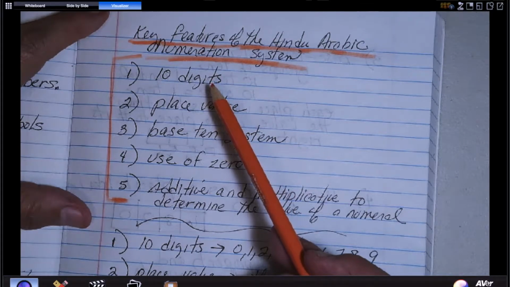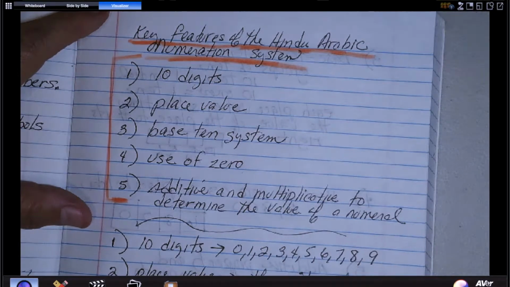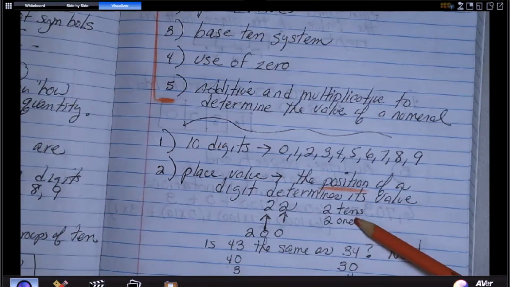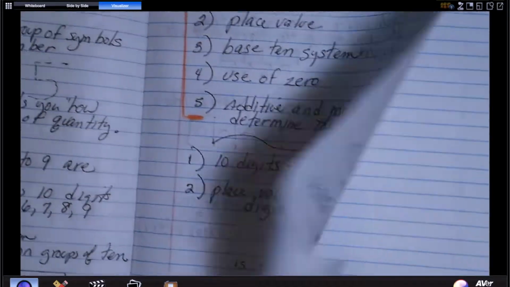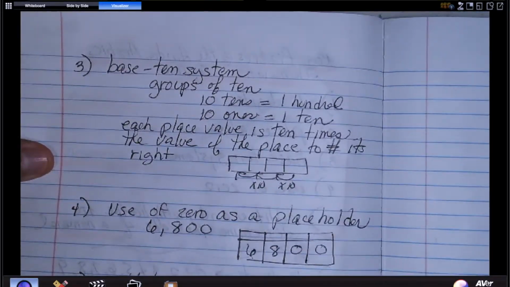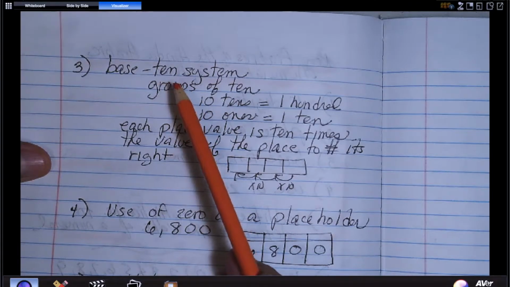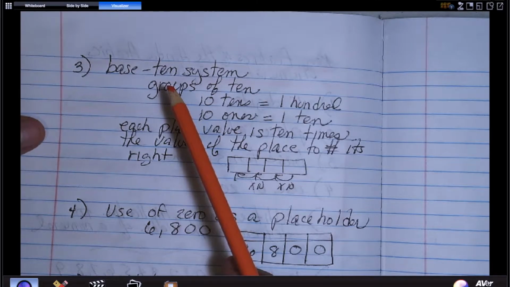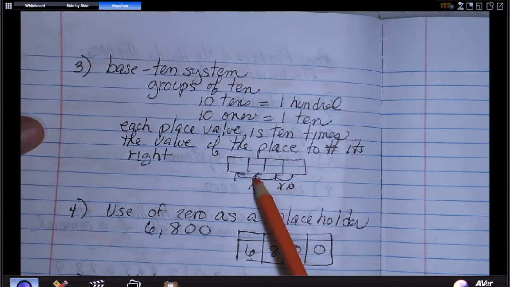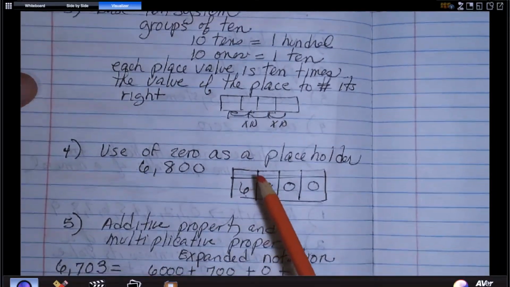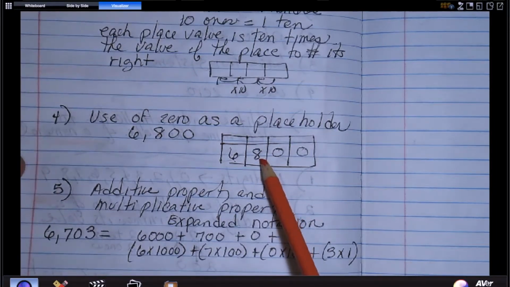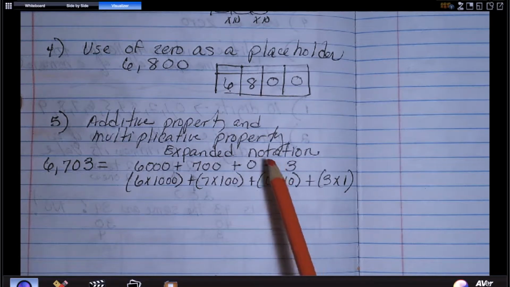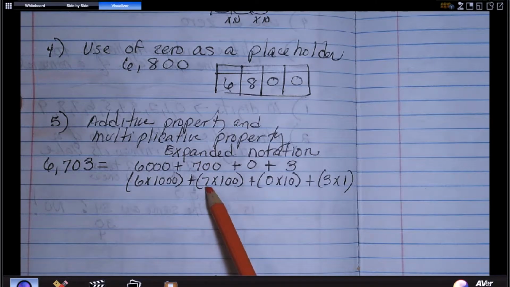Our numeration system has 10 digits, 0 through 9. Place value, which is the position of a digit, determines its value: ones, tens, hundreds, or thousands. Our system is also known as a base 10 system, which is groups of tens. Ones, tens, tens is 10 ones, hundreds, as you're multiplying across. Our numeration system uses 0 as a placeholder. And in our numeration system, we're able to use expanded notation using addition and multiplication.